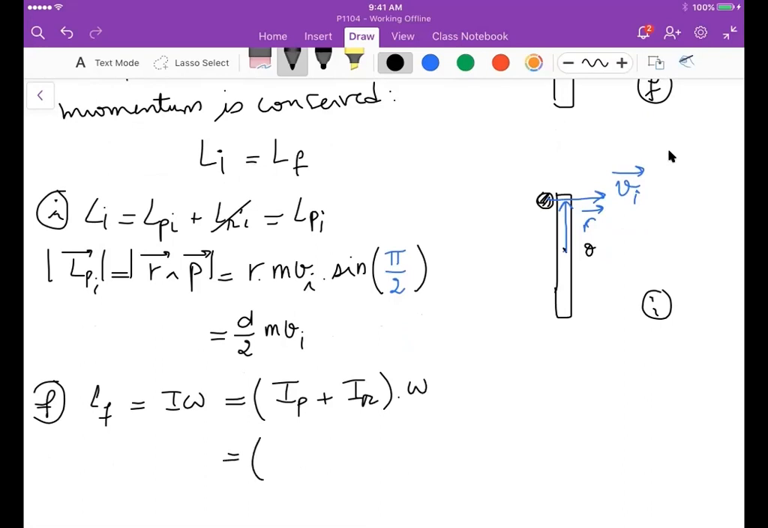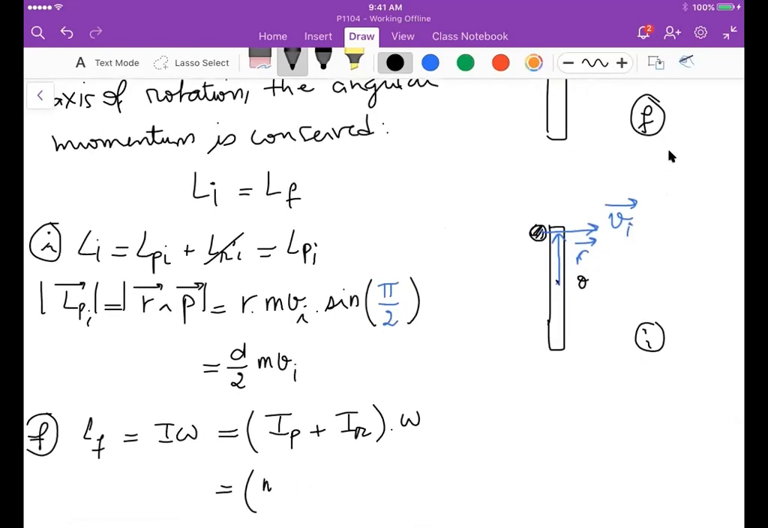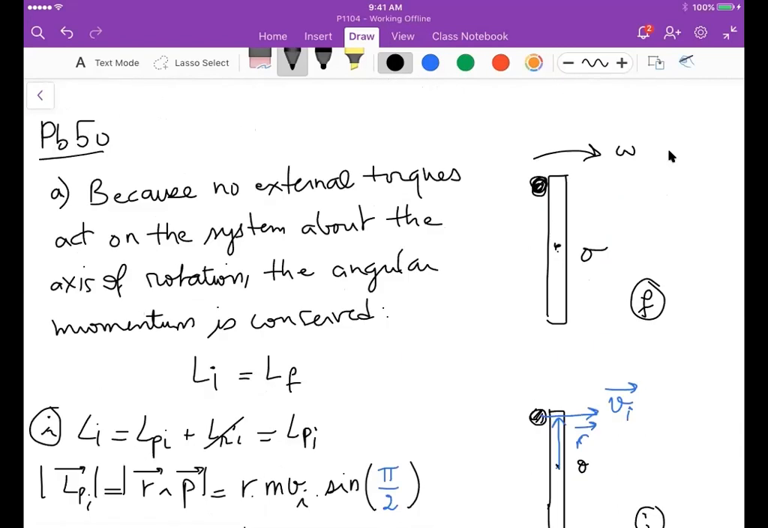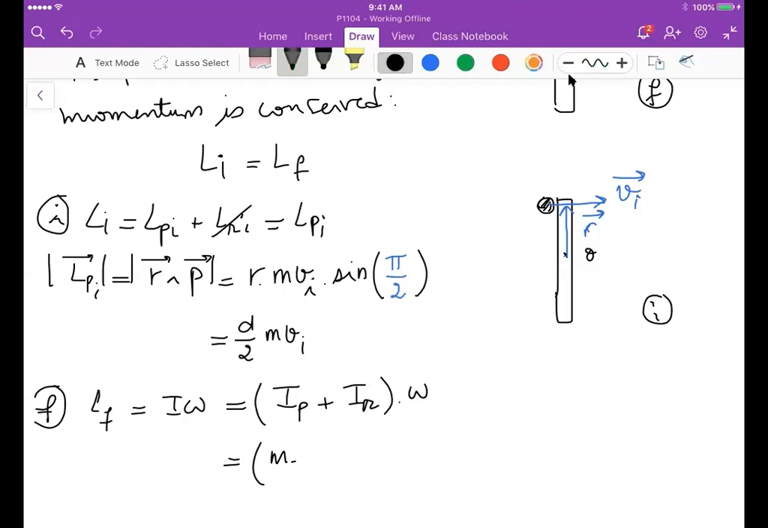I for the projectile: the projectile is a particle, right? So you all know by now what the moment of inertia of a particle is. It's given by the mass of the particle, small m, multiplied by the distance between the particle and the axis of rotation to the power 2. The distance between the particle and the axis of rotation, since this system is rotating, is d divided by 2. And so we have to replace r by d over 2 in the expression, so m multiplied by d over 2 squared, plus I of the road.